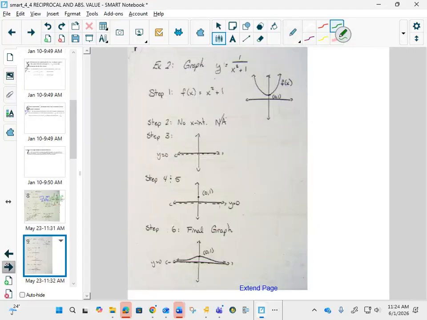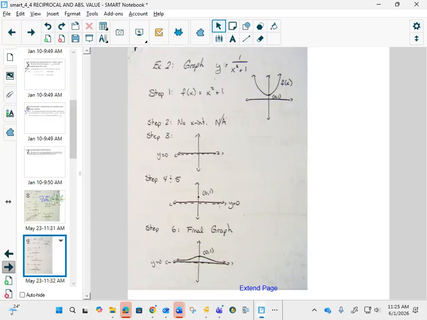Okay. Here, 1 over x squared plus 1. Ooh. We get the official graph of Manitoba with this. No, this isn't the official graph of Manitoba. It's not the pothole. This is the speed bump.